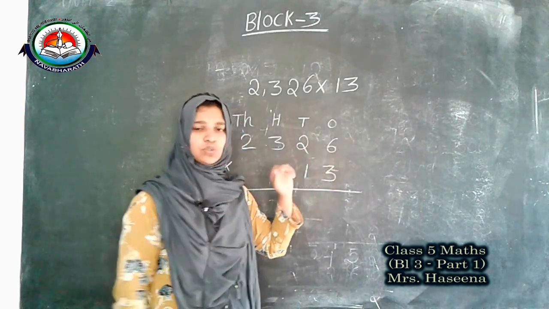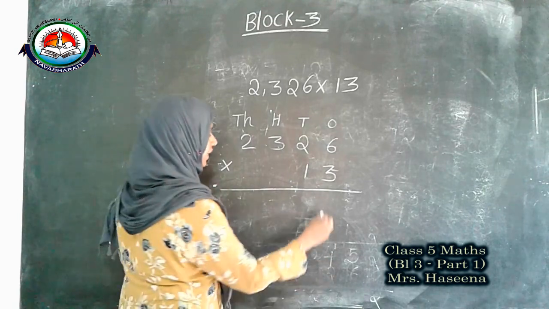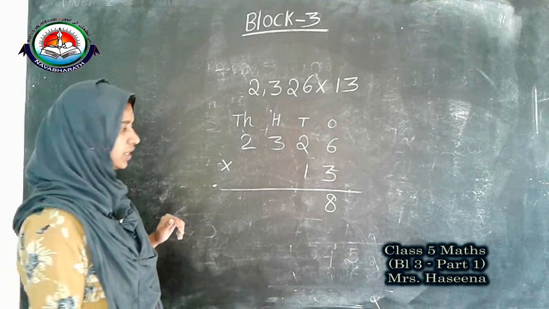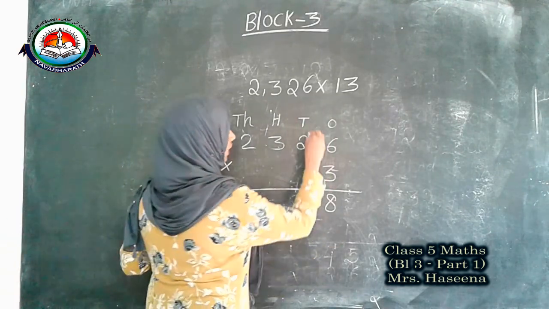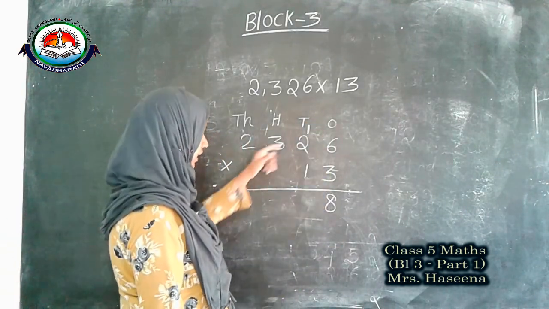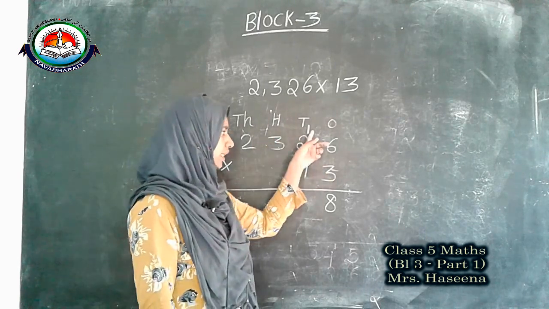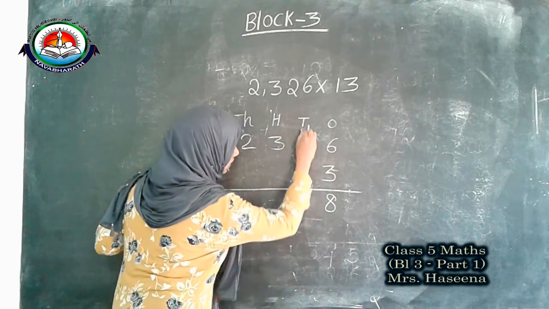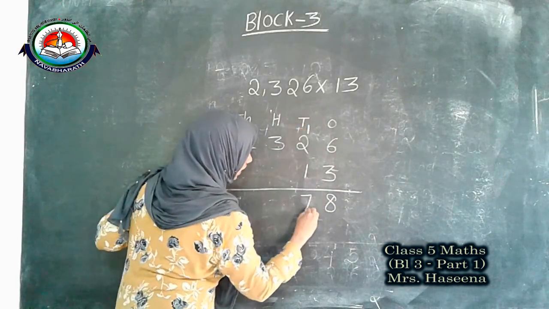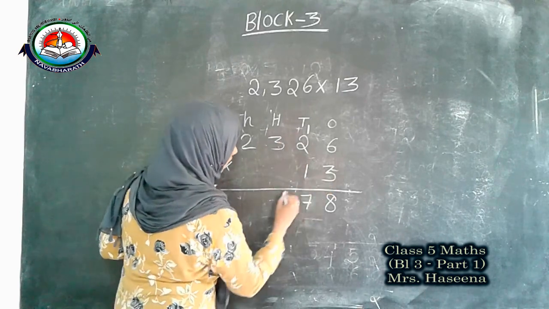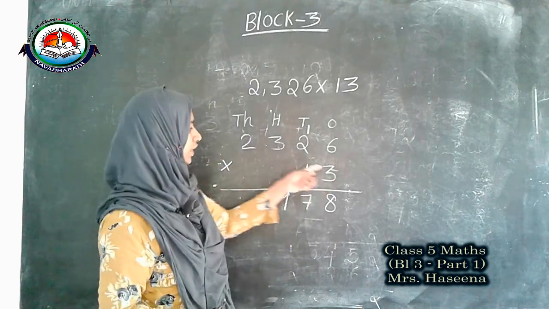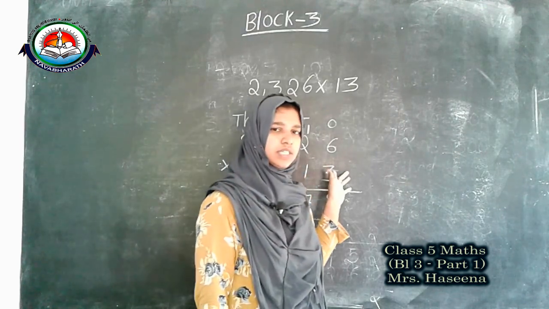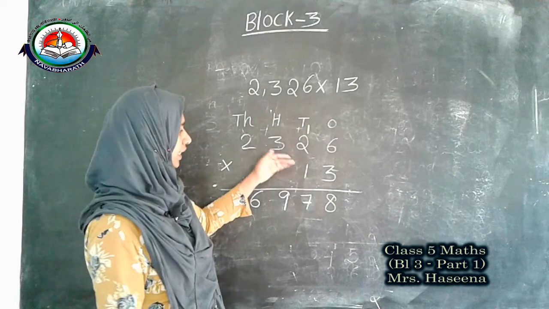Multiply 6 into 3, yes, 18. 18 we can write only 8. Balance 10, that is 1 ten. Tens place, this one is going, means 1 ten. 2 into 3, 6. 6 plus 1, 7. 3 into 3, 9. 2 into 3, 6. Ones place over. Next we are going to do tens place.